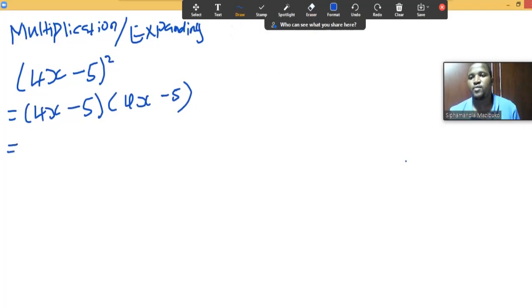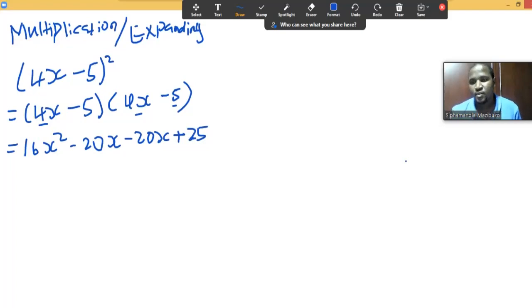So here we should have 4x times 4x, that will give us 16x squared. 4x times minus 5 should give us minus 20x. Minus 5 times 4x should give us minus 20x. Minus 5 times minus 5 should give us positive 25.